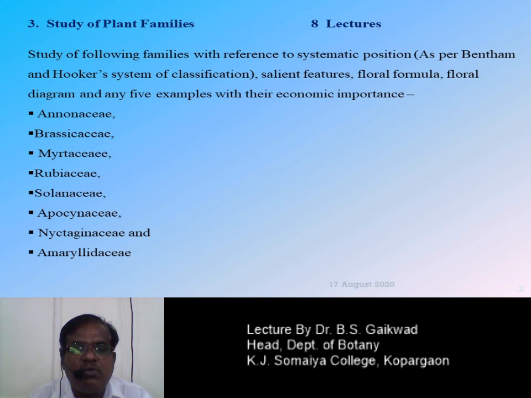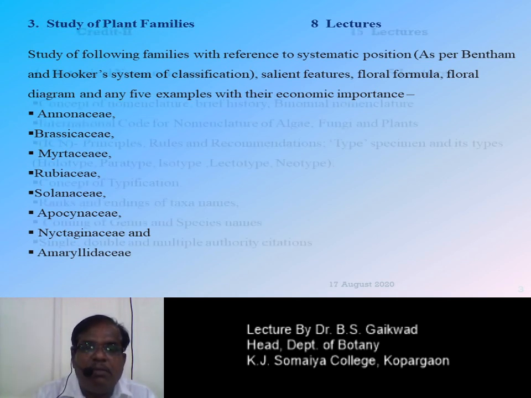And then the next one is the Nyctaginaceae. Nyctaginaceae is the family which is an apetalous family. And the well-known member of this family is Bougainvillea spectabilis. So the member of this family must be discussed here. Then the next family is Amaryllidaceae. Amaryllidaceae is a family belonging to the monocots. So the example is Crinum asiaticum. So this example, belonging to this family, must be discussed in this chapter.